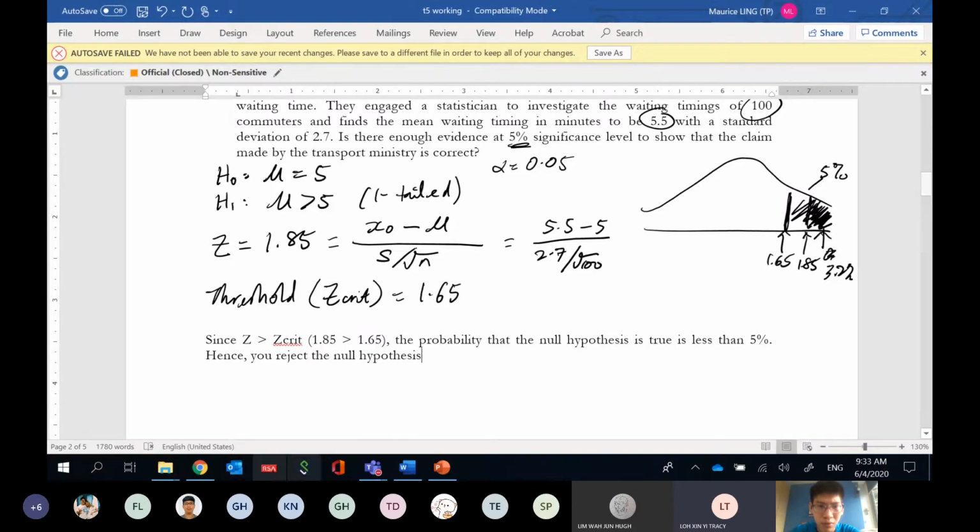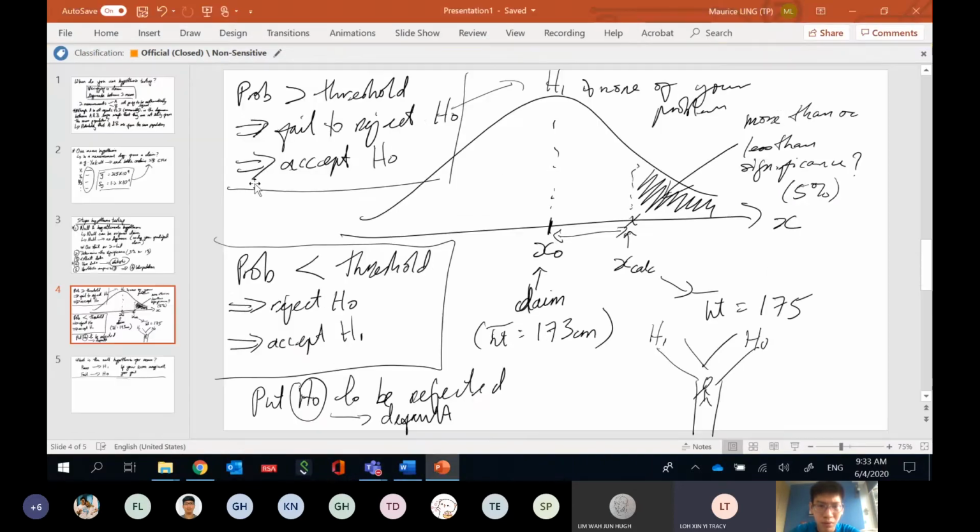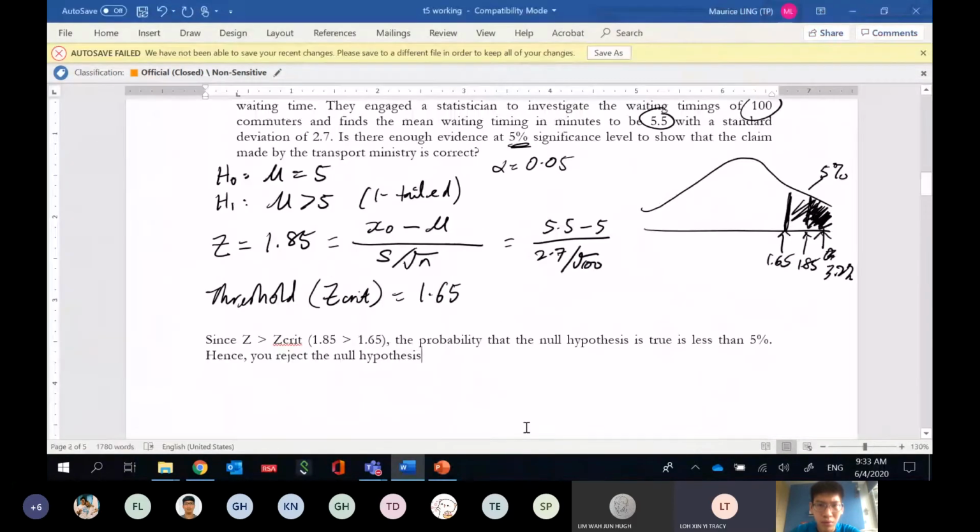When you reject the null hypothesis, this is what happens. You reject the null hypothesis, so you accept the alternate hypothesis. Okay. Therefore, you accept the alternate hypothesis.